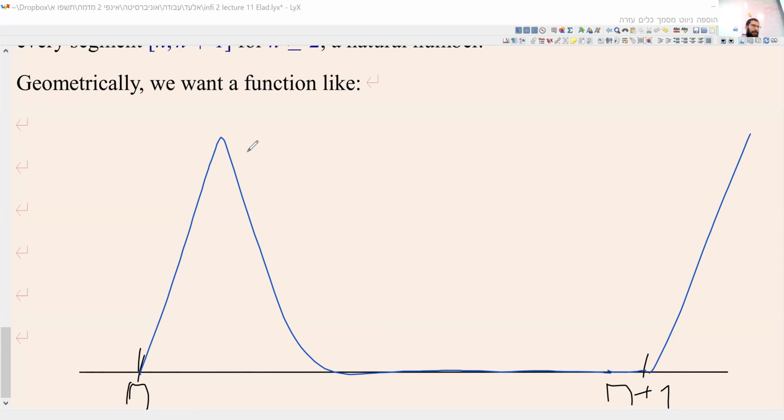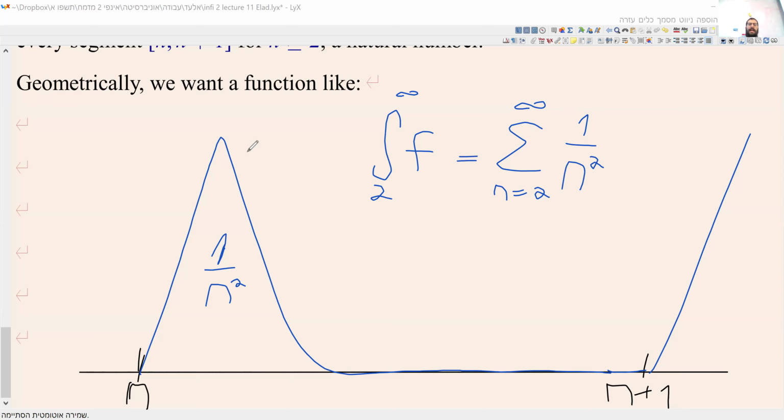Now, what do I want about these triangles? If the function is built from triangles, the area beneath the function, the integral, is the sum of the areas of the triangles. So I want triangles with areas of 1 above n squared, or something like that. So when I talk about the integral, I will have the series of 1 above n squared, and here they are equal.